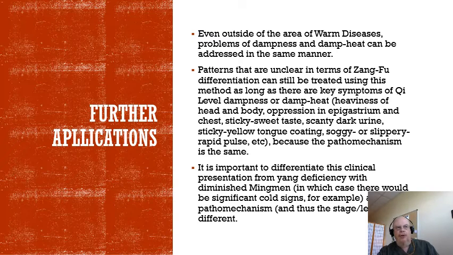Because chi level is oftentimes a diagnosis of exclusion, you want to rule out a deeper level, for example, a Shaoyin cold stage where you would have yang deficiency with diminished Mingmen, because this is a different pathomechanism and a different stage. But if you're dealing with a pathomechanism of damp or damp heat in the middle jiao, disrupting the qi dynamic and engendering more dampness, this can be a good strategy to look at in clinic.